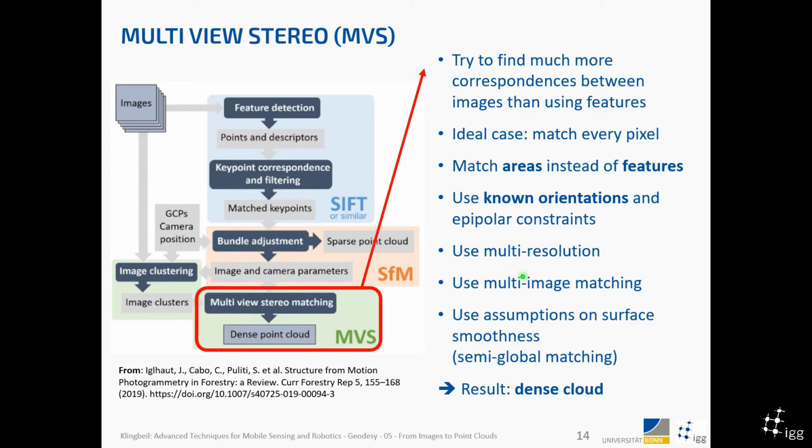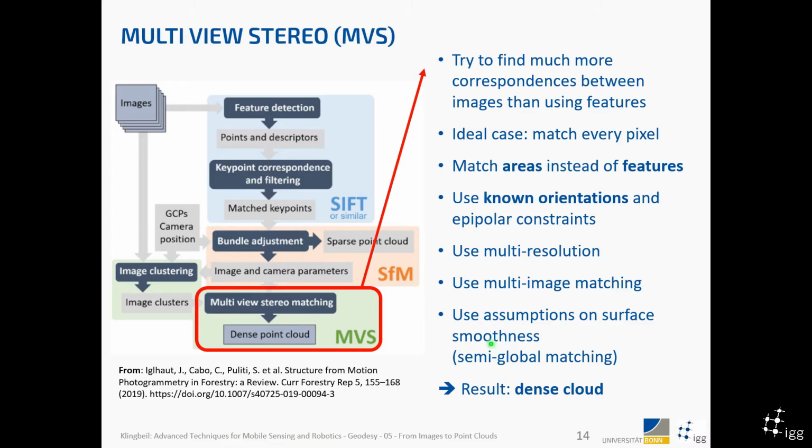You can use multi-image matching, so not just looking at two images and finding the correspondences, but looking at multiple images. And you can make assumptions on the surface smoothness. That means you say, for example, that if the neighboring point is at some point in the object space, then the point itself can't be so far away from it. So this is basically a smoothness assumption on the environment. And these assumptions can then be integrated into the algorithm.